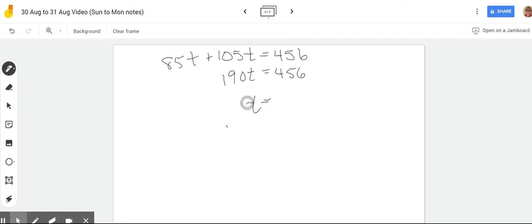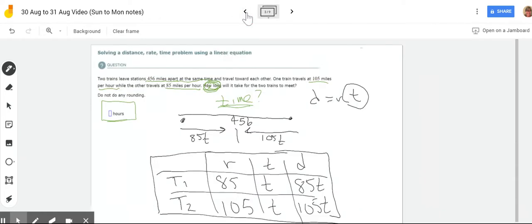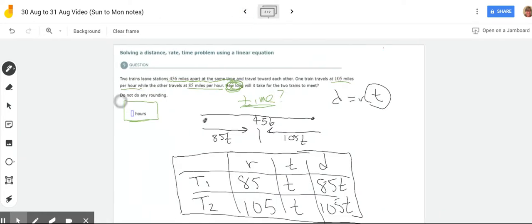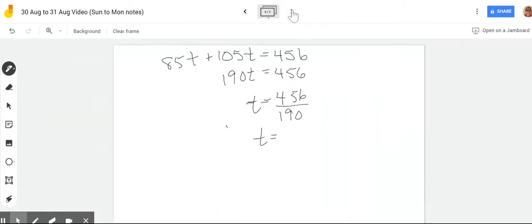Time is equal to, and then divide. Now you can use a calculator for this. I assume, let's see what they say about the time. They say do not do any rounding. Okay, so if you do a calculator, let me see if I could just do this.